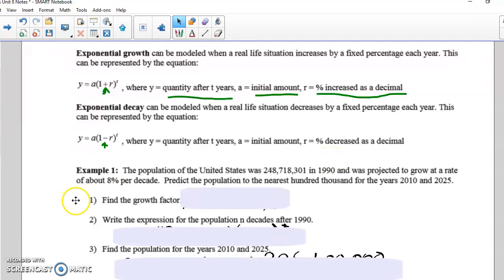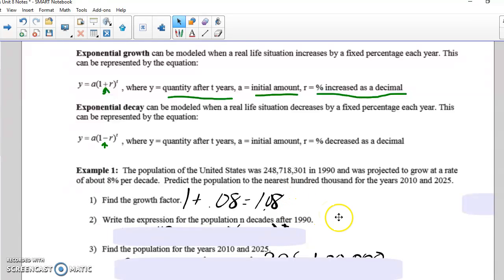First, find the growth factor. Remember that the growth factor is the 1 plus r, so think about what r is. Our r is 0.08, that's how much we're growing by, 0.08 per decade. So we add that to 1 and we get 1.08.